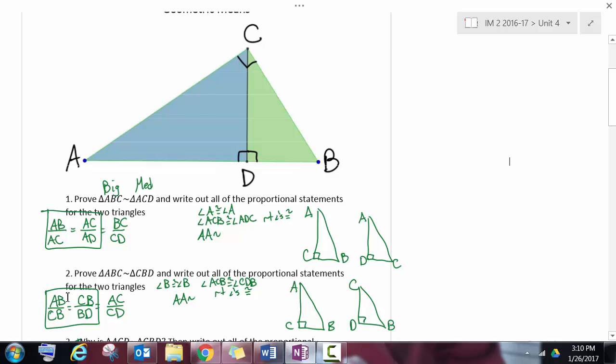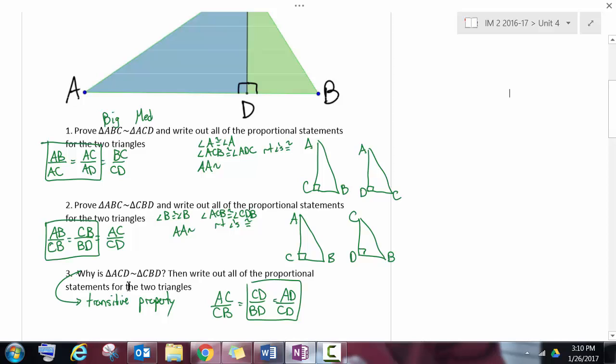So by angle-angle similarity, the two triangles are similar. And we can write our proportion. First two letters of the first triangle, AB, over the first two here, CB. Then second and third, CB, over BD. And I switched them around for a reason. Then AC, first and third letters, goes with CD.